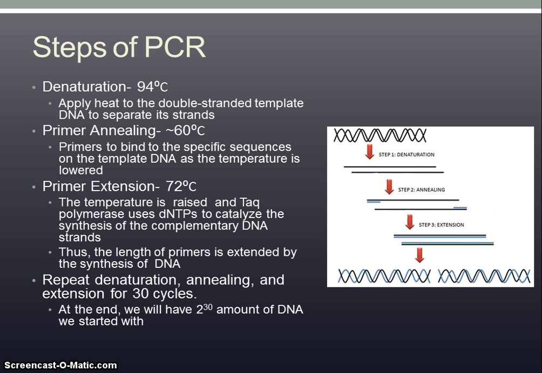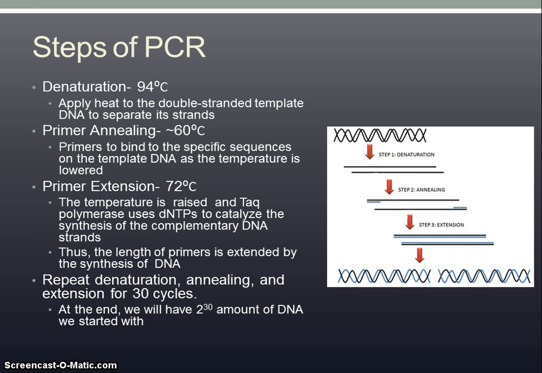The second step is called primer annealing, and this occurs at around 60 degrees Celsius. It can be lower, it varies depending on the primer. So it could be lower, it could be closer to 50 or 55. It could also go up to 65, but that all depends. And so primer annealing is when primers bind to the specific sequences on the DNA template as the temperature is lowered. And the third step is called primer extension, and this occurs at around 72 degrees Celsius.